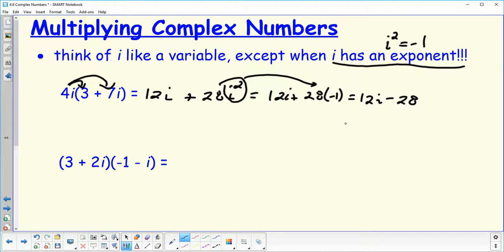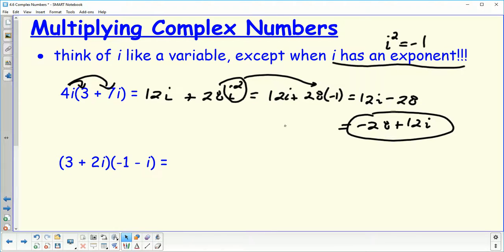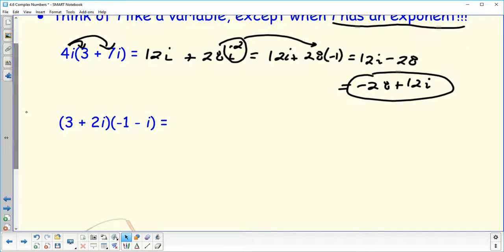Okay, the last thing I would expect you to do is rewrite this in what is called standard form. So standard form is always going to have your real part first, which is our -28, plus your imaginary part, which is our 12i. So this is what we call standard form, and that's how we're going to write it. -28 plus 12i.